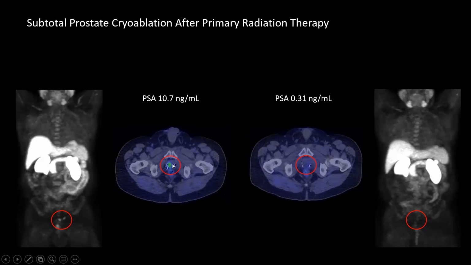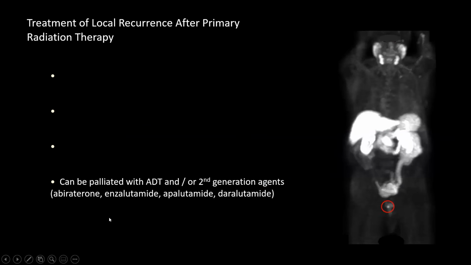A tool was placed into the prostate to freeze this area that's glowing. After the procedure, PSA dropped down to 0.31. The patient tolerated the procedure well, with excellent results. If you cannot freeze the lesion, and if you cannot have the patient undergo surgery, it can be palliated.